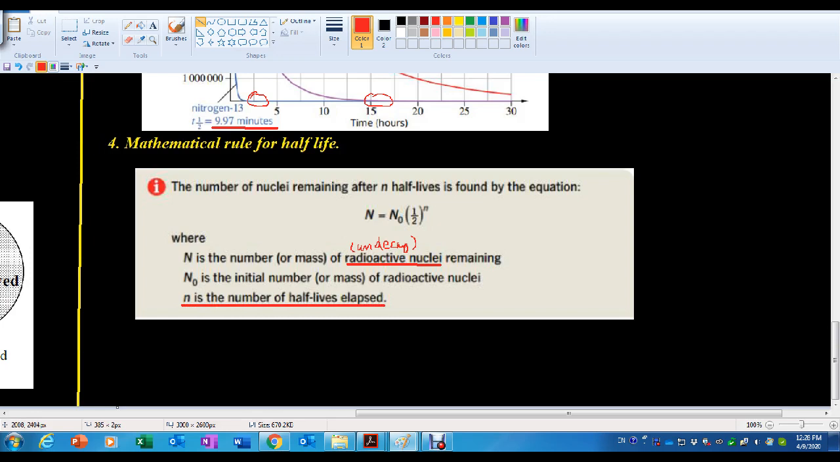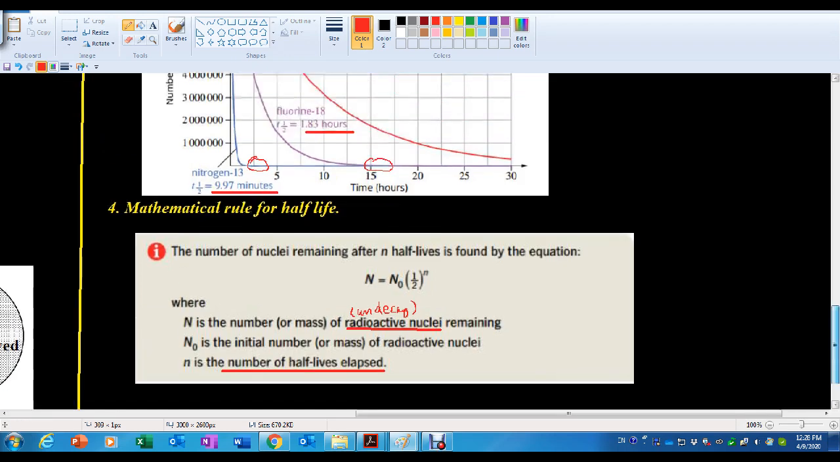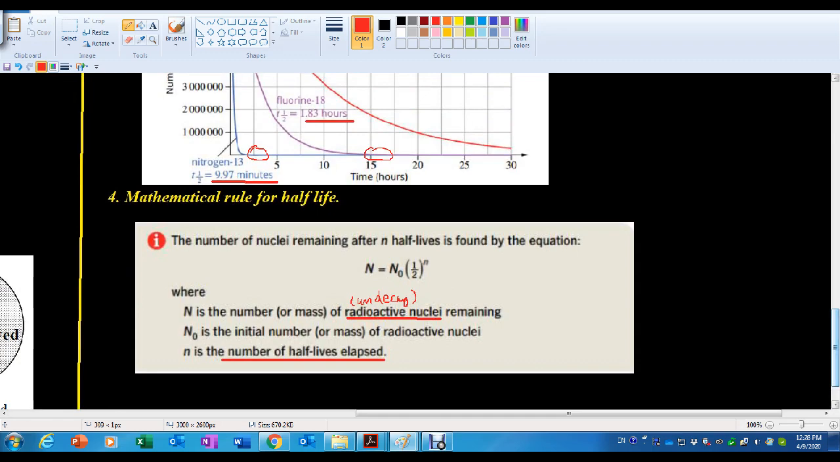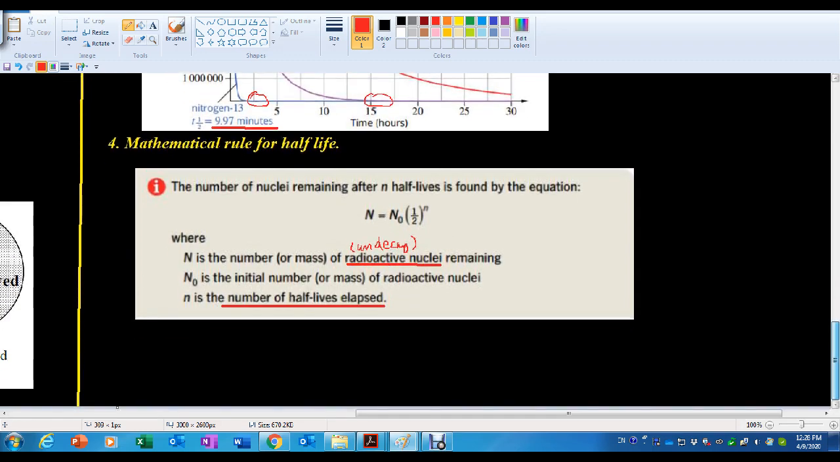And n is the number of half-lives. So be careful, n is not the time. It's the number of half-lives. It could be an integer or a decimal, but it's a number of half-lives. Okay, so let's see what happens if we apply this formula. I'll give you a very quick example to see how we could apply it.